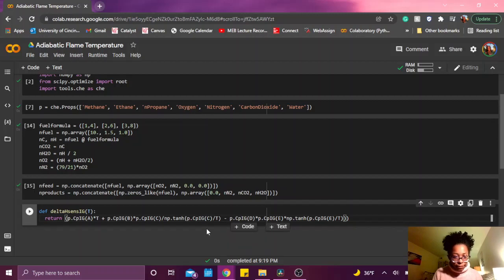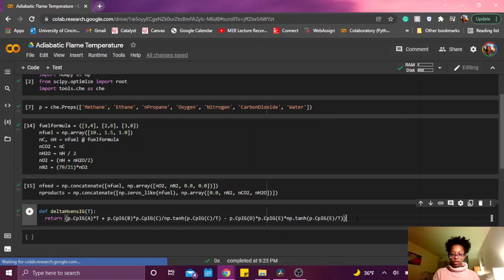I think I'm missing a parenthesis. Oh, okay. No, we're good. And then we have to divide it by 1,000 because we need it to be in moles. And as I mentioned earlier, the heat of formation is in kilomoles.